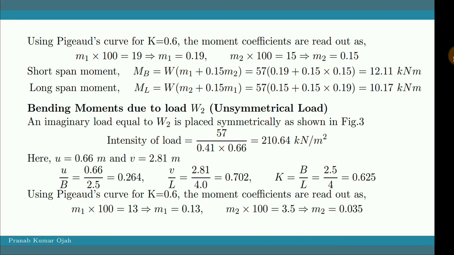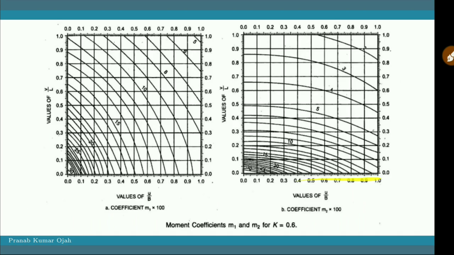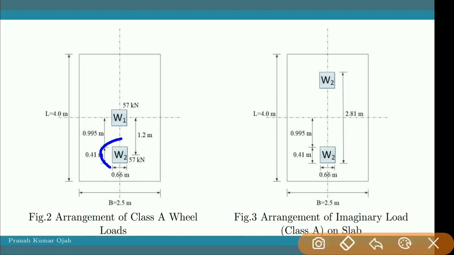Now we have to calculate the bending moment due to load W2, which is an asymmetrical load. If you see, this W2 is placed asymmetrically in the slab panel. At this time you should remember one important thing: Pigeaud's curve is applicable only to a load which is placed symmetrically, like the wheel load W1. This W1 is placed at the CG of the slab panel, that is, it is symmetrically placed. So we used Pigeaud's curve for W1 to calculate the bending moment due to the load W1.